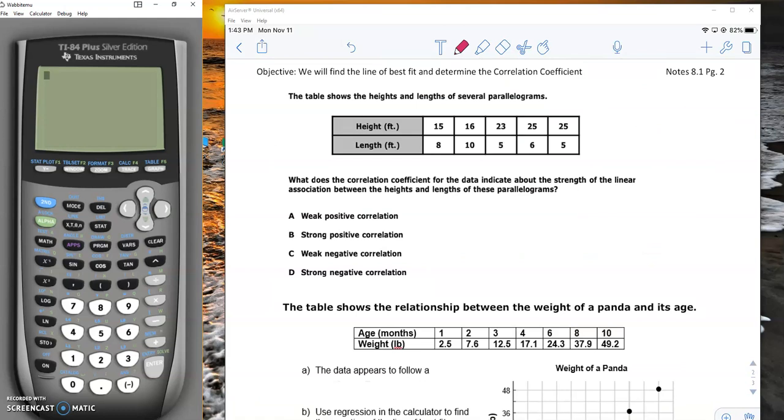So we have some examples that we're going to go through. The table shows the heights and lengths of several parallelograms. What does the correlation coefficient, the r value, for the data indicate about the strength of the heights and lengths? So we're going to go ahead and put this into stat edit. You should have these steps pretty well down pat at this point. So x's, or height, in L1, y's, or length, in L2.